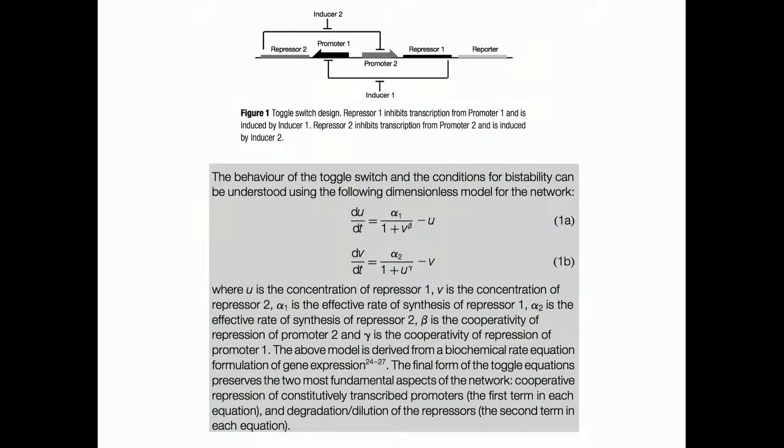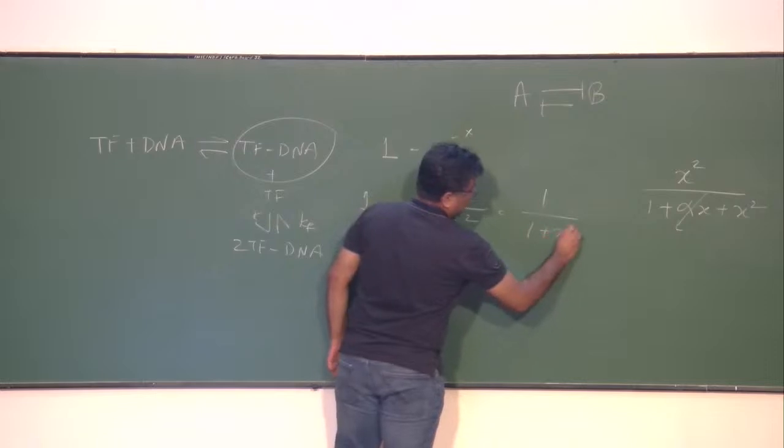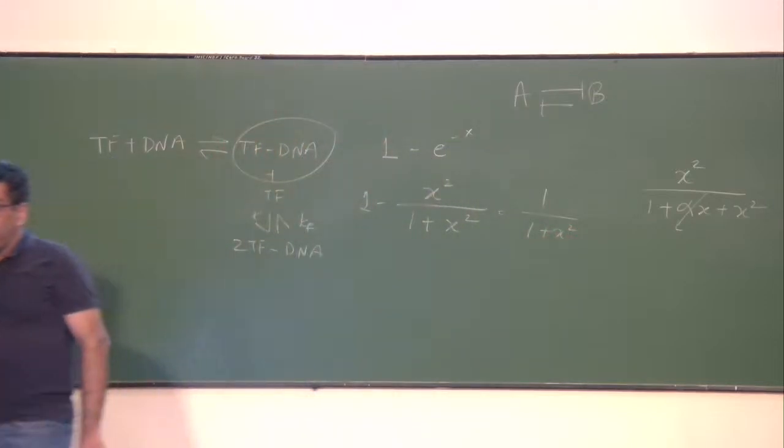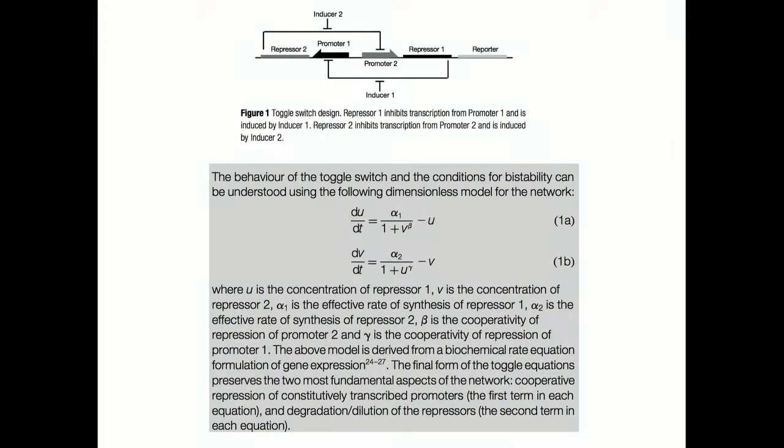So what this says is that the rate of change of U is some constant multiplied by, because it's an inhibitory function, this is the form we wrote down for an activatory function. But if you do 1 minus it, you get 1 over 1 plus x square, which is what is written there. And then you have some constant degradation rate. Okay? So again, for the sake of simplicity, they have taken very few variables. Alpha 1, alpha 2 being the production rates, and beta and gamma is the nonlinearity that they have taken. Degradation rates have been assumed to be of unit value in this case.